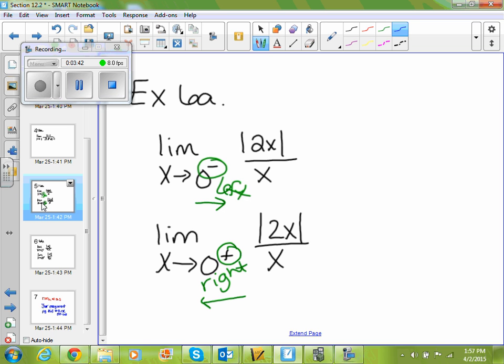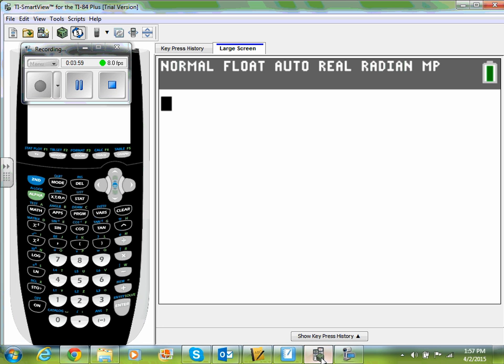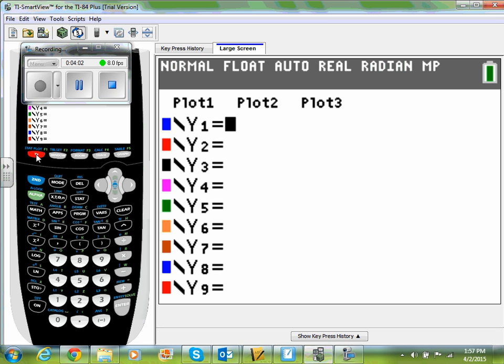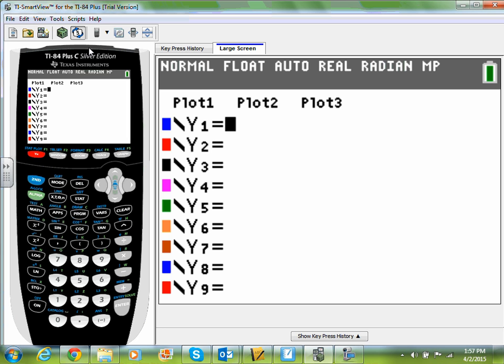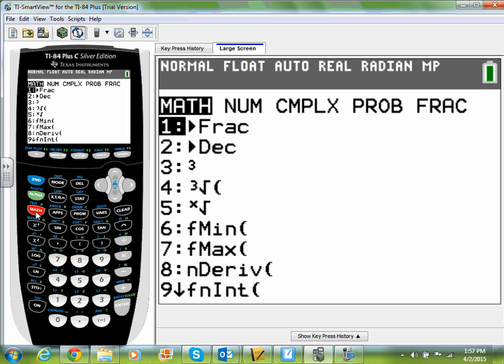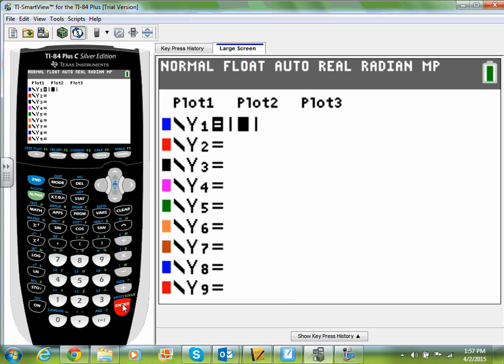And so in order to find that limit, we're going to have to graph. So you're going to need to graph the absolute value of 2x divided by x. Okay, so if I go to my y equals screen, given y equals, if I want to find my absolute value, I go to math and then number, ABS, 2x divided by x. Okay, and then you graph it.